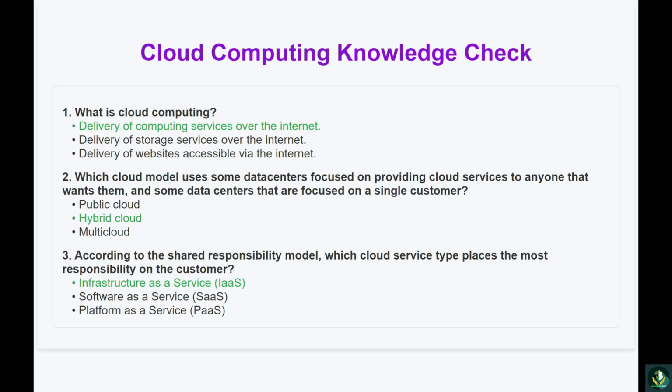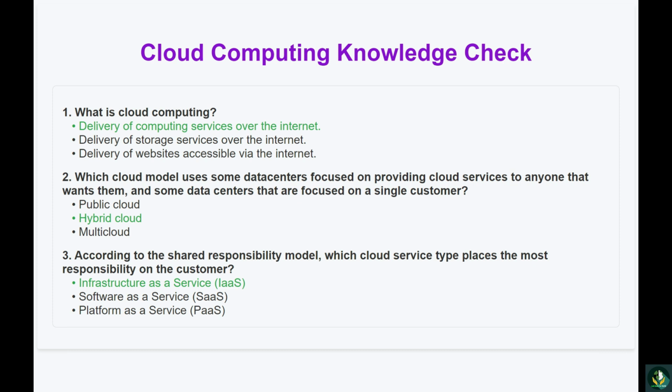According to the shared responsibility model, which cloud service type places the most responsibility on the customer? Correct answer: infrastructure as a service, IaaS. Explanation: in the shared responsibility model, the division of responsibilities between the cloud provider and the customer varies depending on the service type. Among the three main service types, IaaS, PaaS, and SaaS, IaaS places the most responsibility on the customer. In IaaS, the provider manages the physical infrastructure, virtualization, and basic networking.